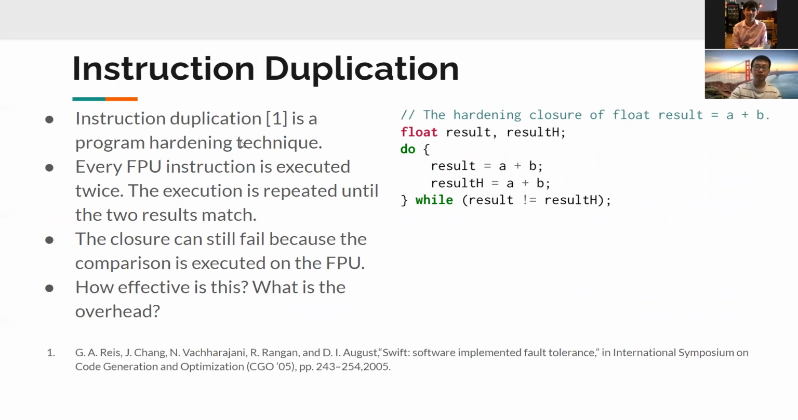Now we're going to go over our second error handling technique, which is instruction duplication. As you can see on the right, every FPU instruction is executed twice. This execution is repeated until the two results match. However, this closure can actually still fail, mostly because this final comparison is still executed on the FPU. As a result, an erroneous value of result can actually get by. Our major question then is, how effective is this method and what is the overhead of it?